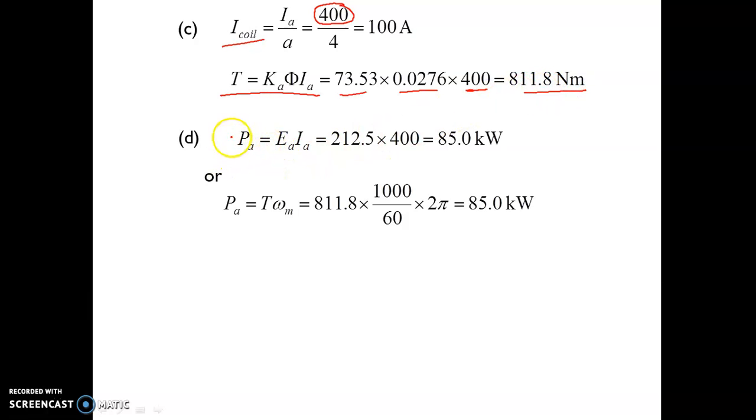Next part is power. How much power does the armature develop? Ea multiplied by Ia. Ea, the armature back EMF, we have already calculated in part B, and Ia is given, so this many kilowatts of armature power will be developed. Or you can also find it using the relation power equal to T multiplied by omega. Torque is 811.8 multiplied by omega m. The omega m value is this much. So you just multiply, and you will get the same result.